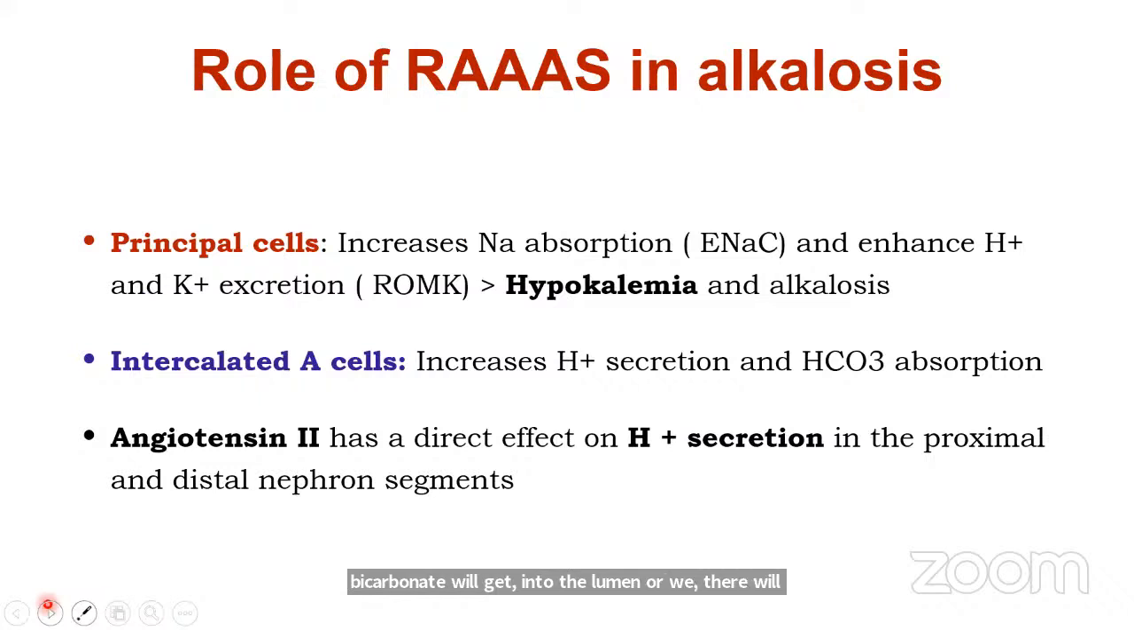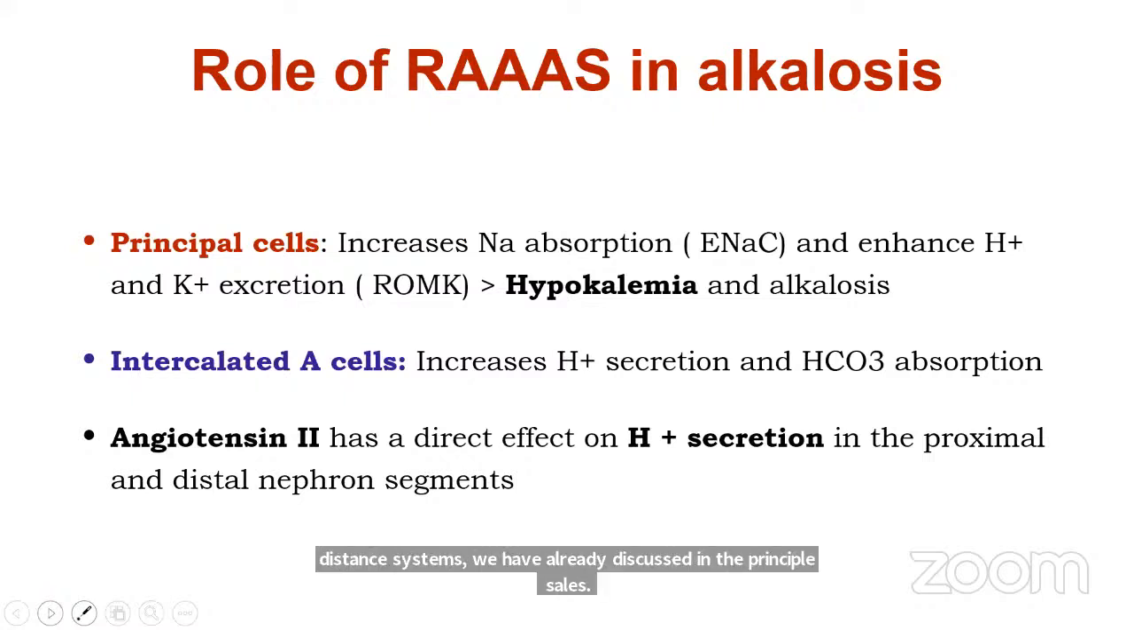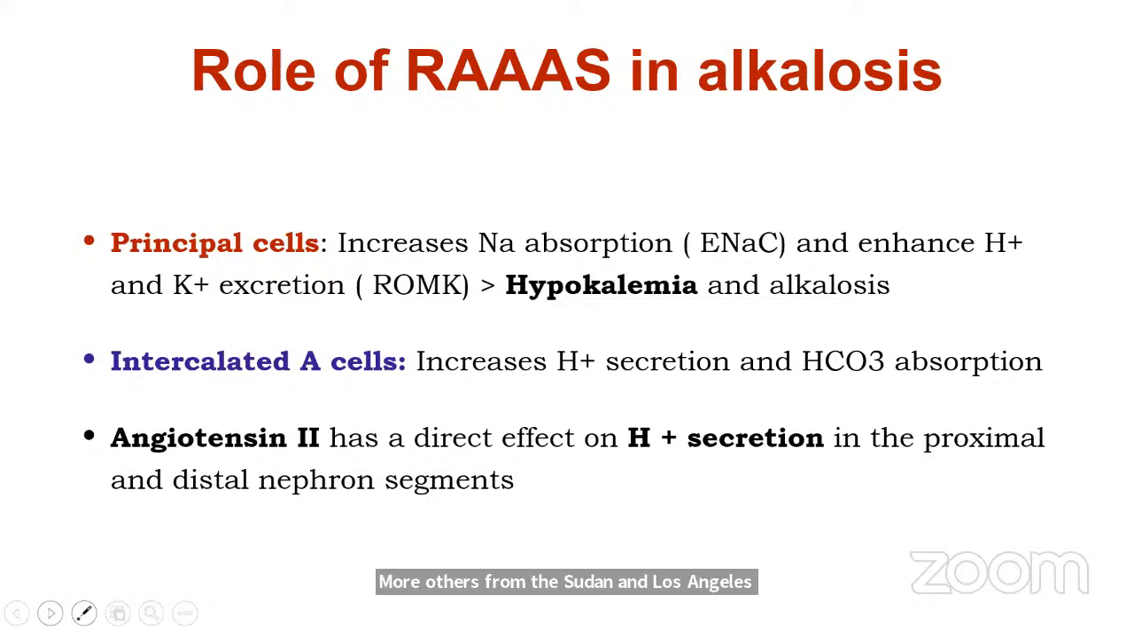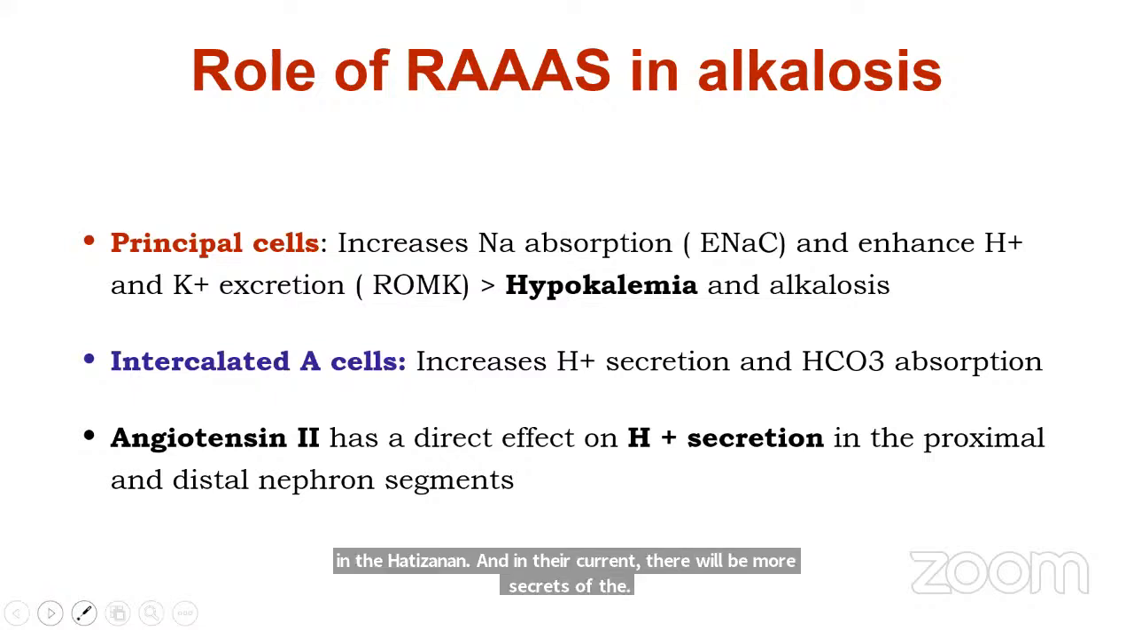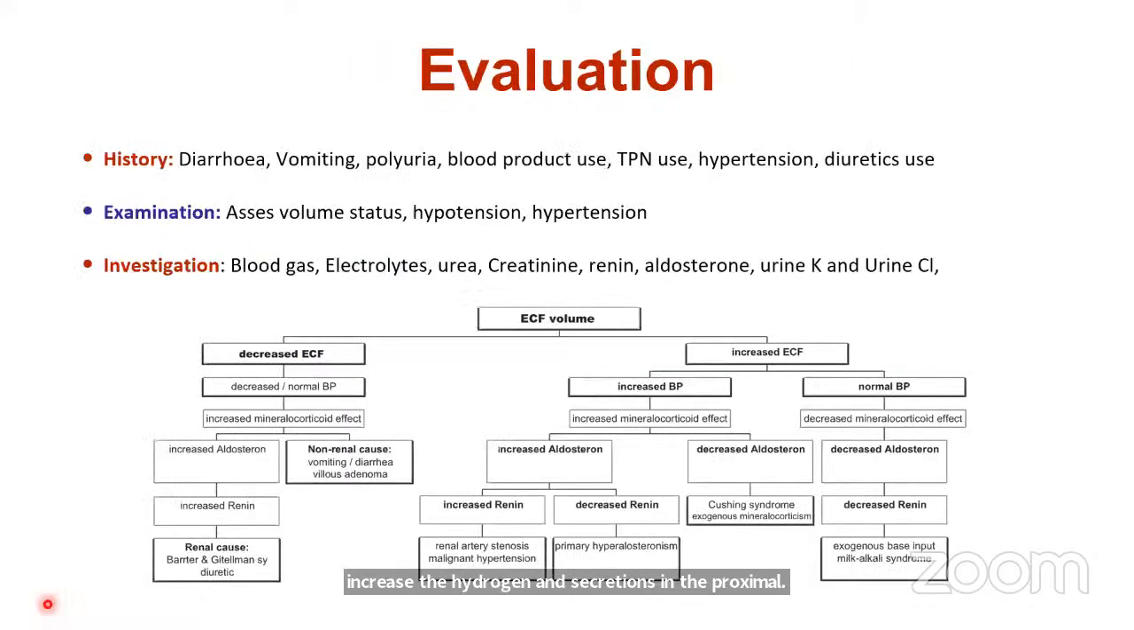The renin-angiotensin system, we have already discussed. In the principal cells, it will cause hypokalemia and alkalosis because of the more absorption of sodium and loss of potassium and the hydrogen ion. And in intercalated A cells, there will be more secretion of the hydrogen ion and absorption of the bicarbonate. And angiotensin 2 also increases the hydrogen ion secretion in the proximal convoluted tubules. So by these mechanisms, these systems cause alkalosis.